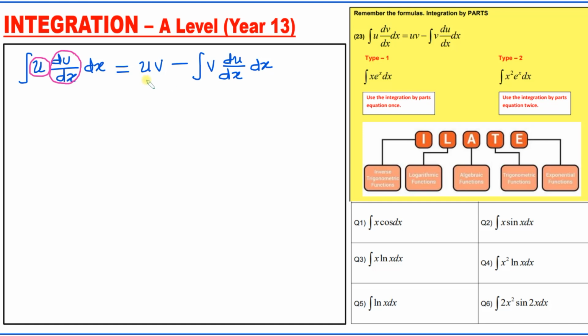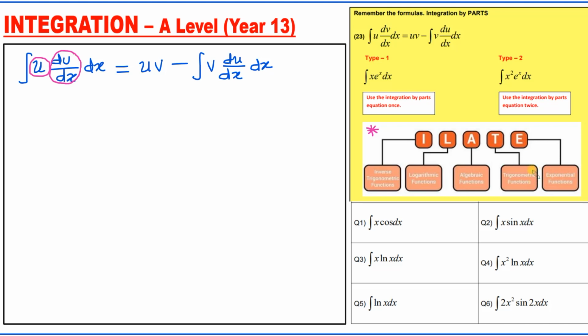Now my problem is: who is u, and who is dv by dx? This is the trick you need to learn. For a shortcut pattern, I'm putting a star mark here. This is a very useful tool. It's called ILATE. I stands for inverse trig function, L stands for logarithm functions, A stands for algebraic function, T stands for trigonometric function, and E stands for exponential function.